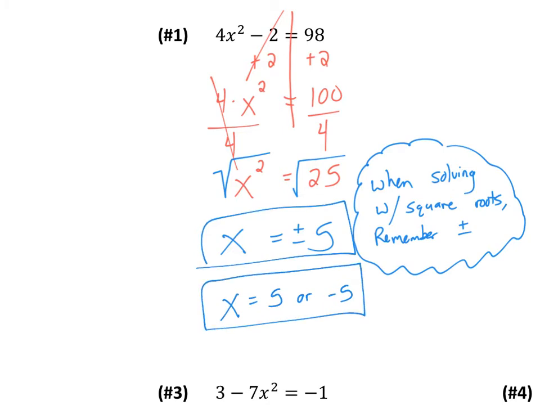And the reason why this works is because if I take positive 5, if I go right here and I take positive 5 and I square it, 5 squared is 25. If I take negative 5 and I plug it in for x, negative 5 squared, or negative 5 times negative 5, is also 25. So there's actually two different answers here. It's 5 or negative 5. And again, when you're solving with square roots, you have to do plus or minus, which means positive or negative.